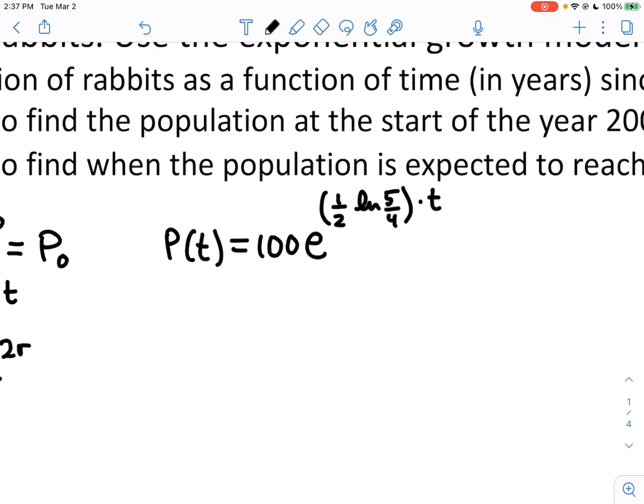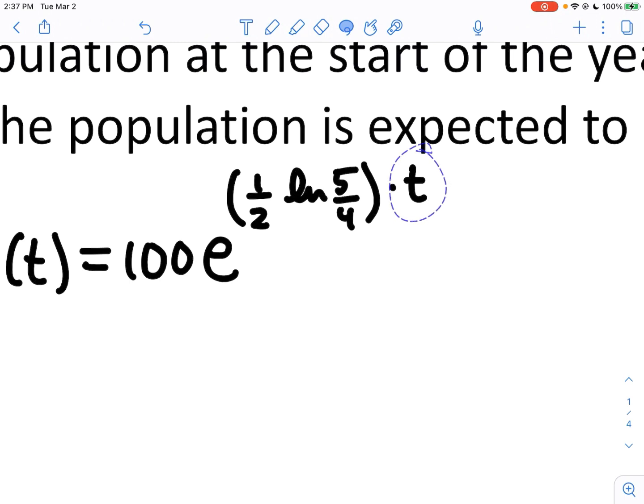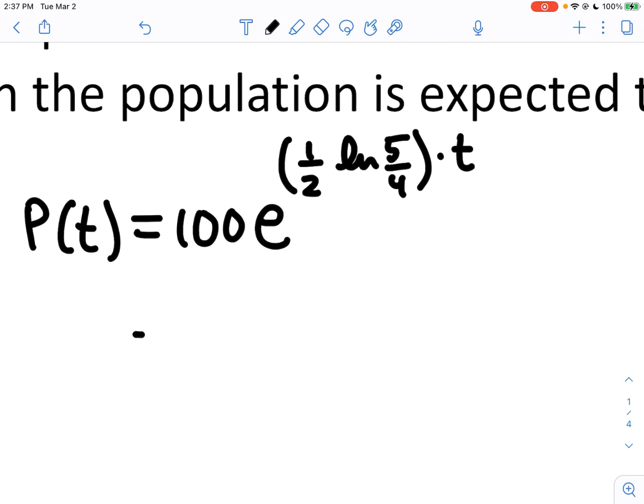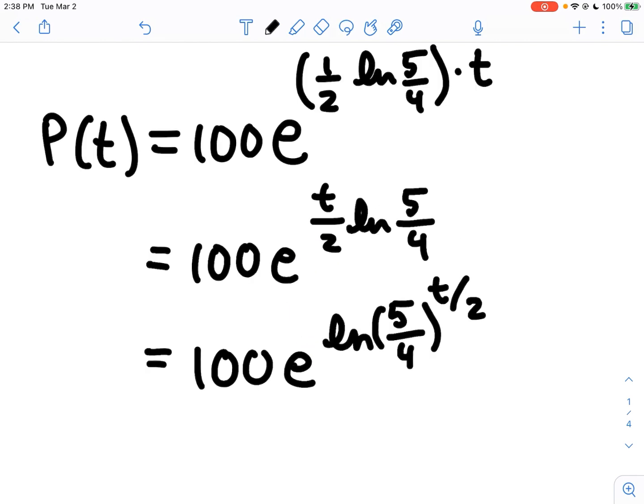This model can be rewritten, though, in a different way. I'm going to put this t, multiply it to the fraction, and write that as t halves instead. So another way to write our model is 100 e to the t halves times natural log of 5/4. Now I'm going to use a property of logarithms that allows me to take this coefficient and bring it up as a power on the argument. So this is 5/4 raised to the t halves.